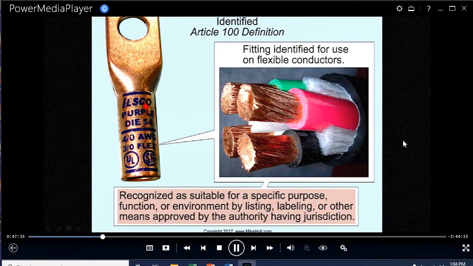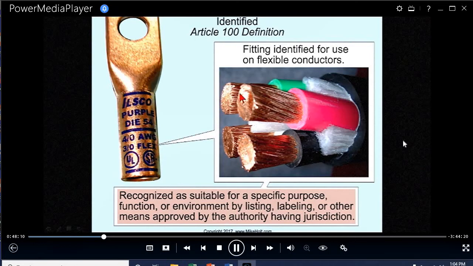This particular ILSCO compression fitting is designed to be for 4/0 gauge wire, 4/0. However, if you have finely stranded conductors, see, finely stranded conductors are not permitted to be placed under a terminal unless the terminal is specifically identified for finely stranded conductors. And if you see the 3/0 flex fitting right here, that means that this fitting is specifically identified to be able to use for flex conductors, which is your finely stranded conductors.